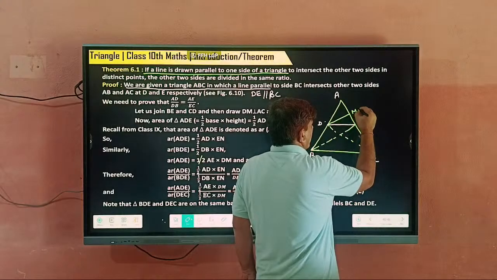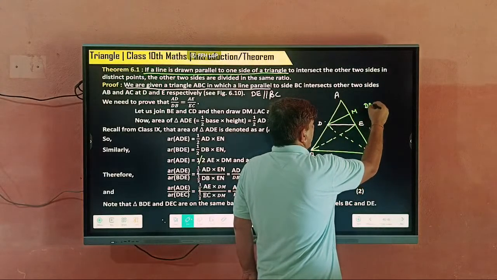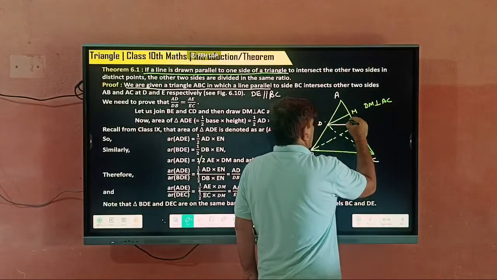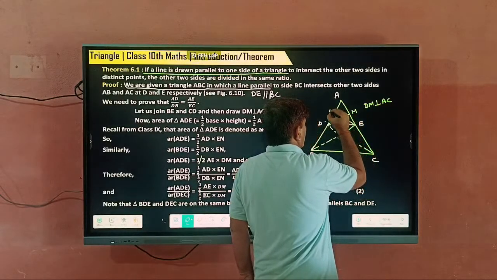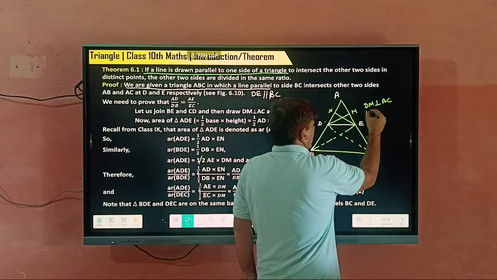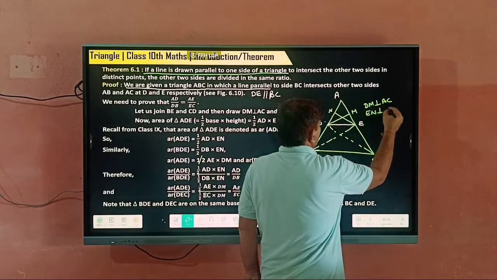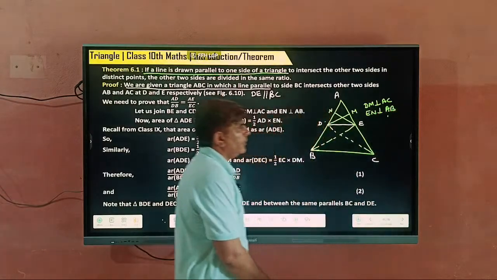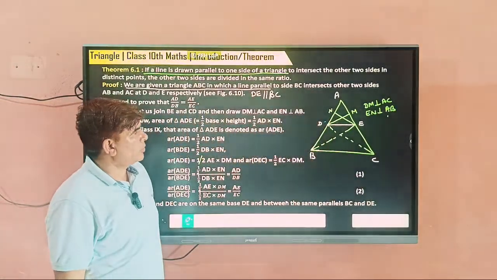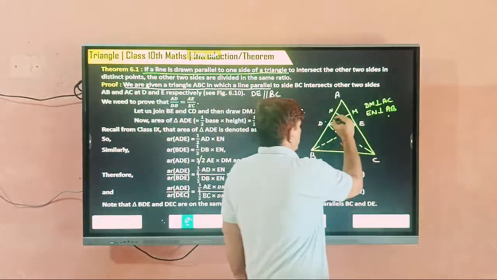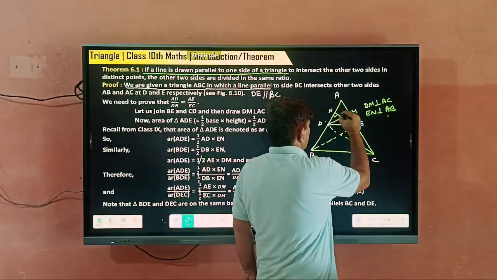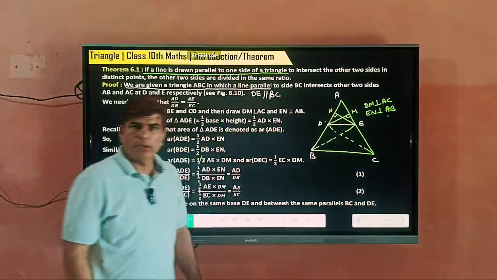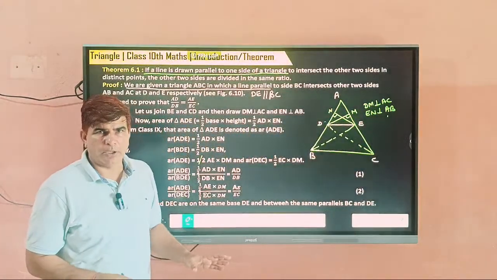Draw DM perpendicular on AC and EN perpendicular on AB. Perpendicular means a 90-degree angle; this is also a 90-degree angle, and this also 90 degrees. Understood? Again I can repeat.